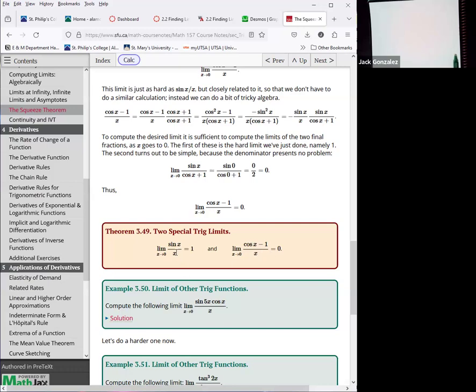But basically, if the argument of sine matches what you're dividing by, then that piece will go to 1. That entire limit of this function goes to 1. This is basically just using your trig identities, another similar thing.